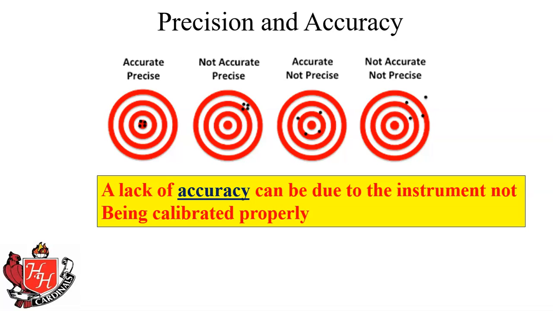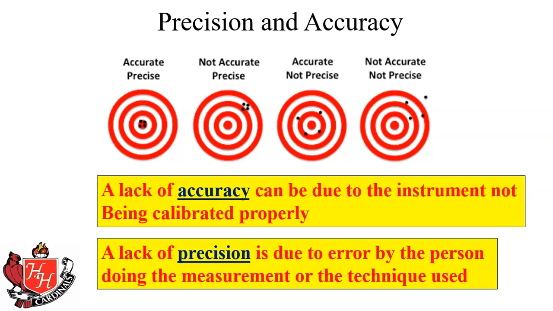So a lack of accuracy, excuse me. Very precise measurements, they're all in the same place, but they're off from what they should be, is usually a case of the scale, or the instrument, not being calibrated properly.